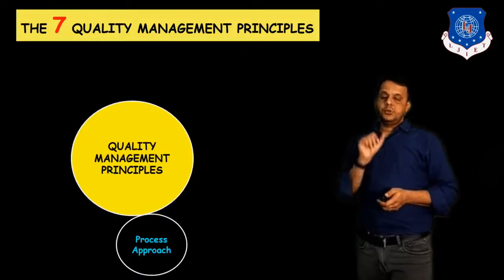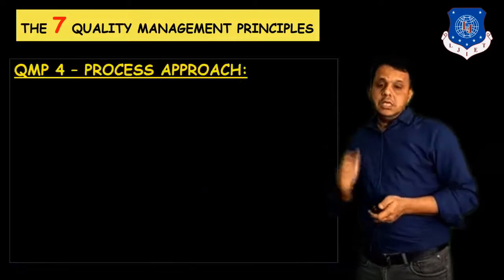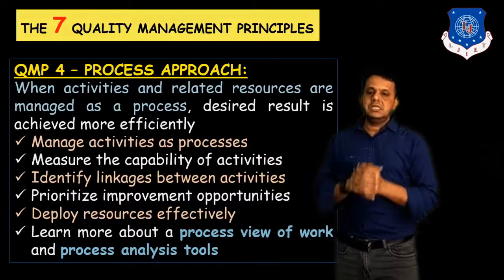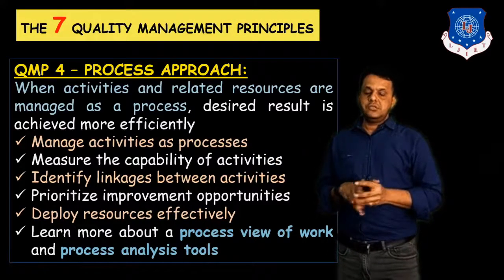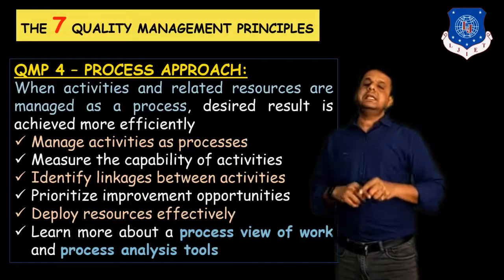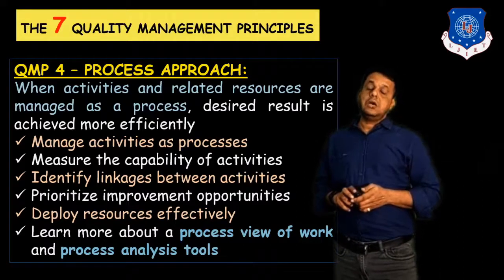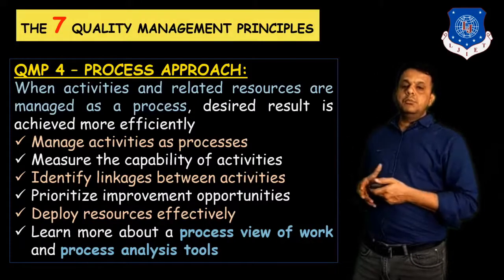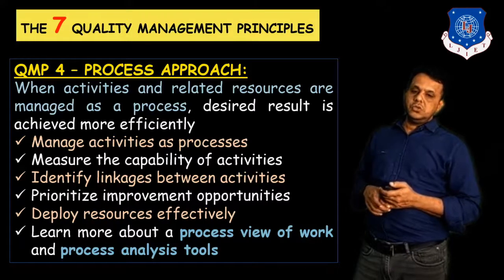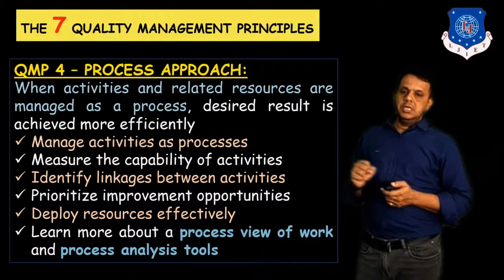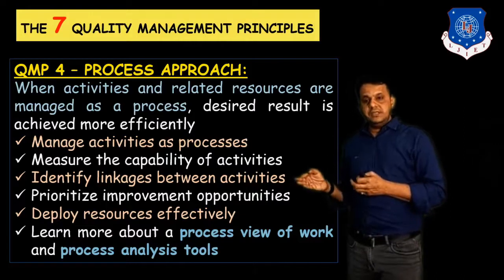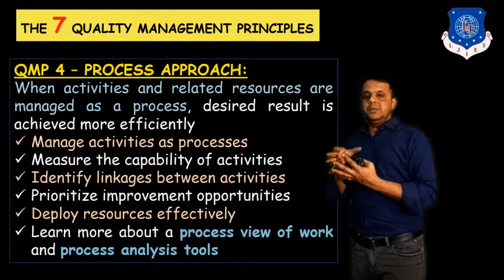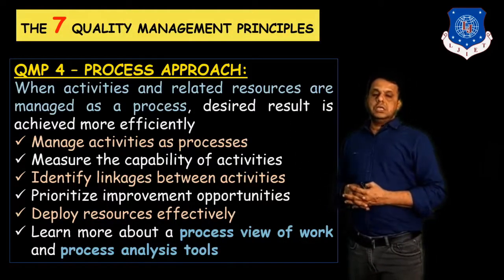Next is process approach. Process approach is about how activities related to resources are managed, and it is all about getting desired results or output, or achieving the set goal more efficiently. So manage activities as a process. Measure the capability of activities: if you work on this activity, what will be the outcome, and what will be the quantum of output? That is to be measured.